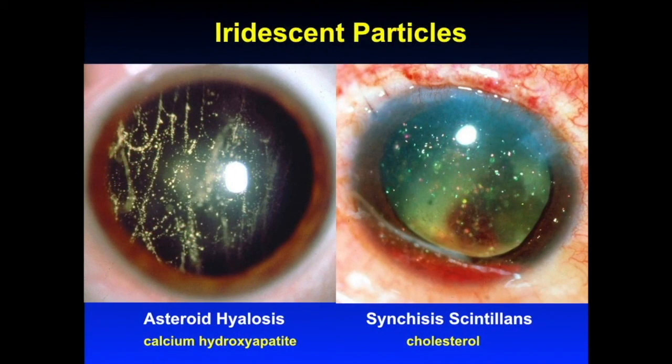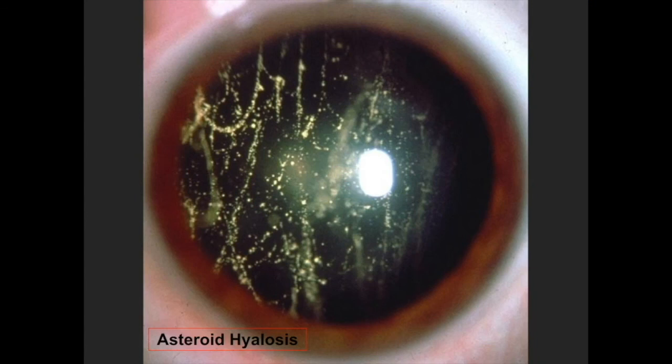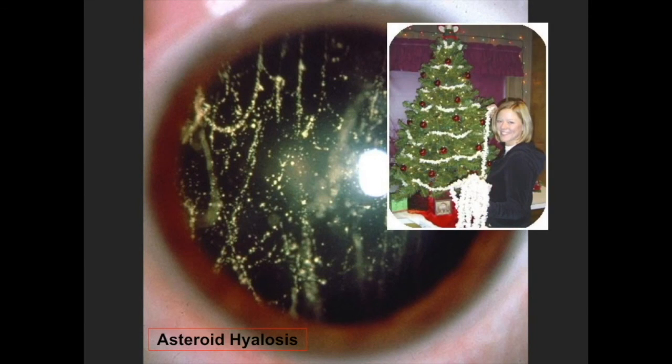There are two types of iridescent particles that occur in the vitreous. One type is fairly common, asteroid hyalosis. The other type, syncytial cinnalands, is exceedingly rare. Asteroid hyalosis is composed of spherules of calcium hydroxyapatite. These tend to be attached to the vitreous framework. They're sort of reminiscent of strings of popcorn on a Christmas tree.